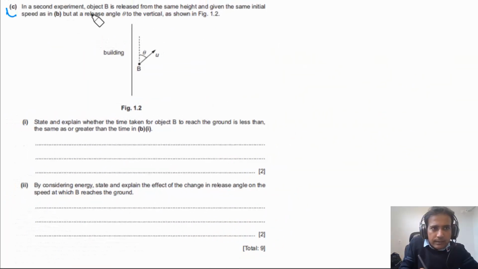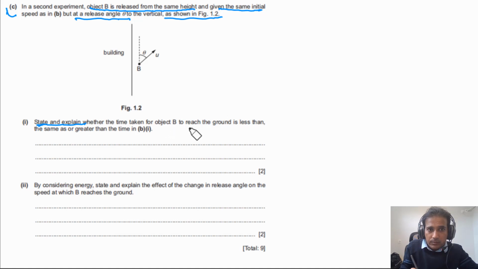Part C says, in the second experiment, object B is released from the same height and given the same initial speed as in B, but at a release angle theta to the vertical as shown in figure 1.2. State and explain whether the time taken for object B to reach the ground is less than, the same as, or greater than the time in B1. Little bit tricky question, but how we can answer this question?